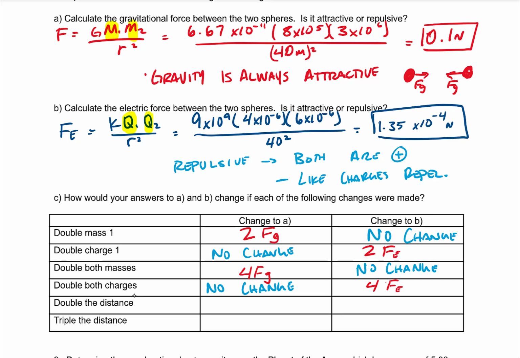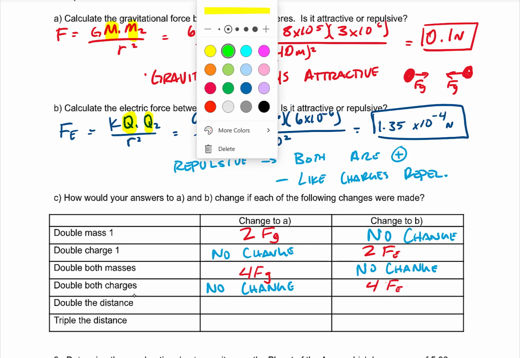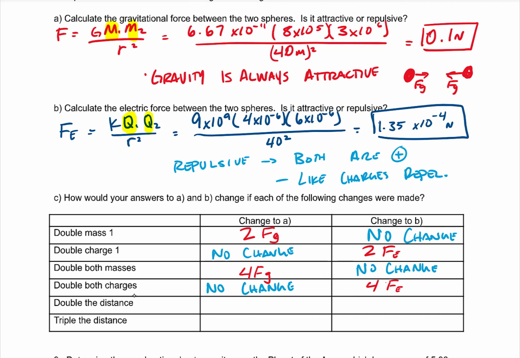Okay, so now for distance, I'll do a different color. If I double the distance, well, that's going to affect both of them. So it's distance squared. So that means I'm going to be dividing each thing not by 2 but by 4. So I'm going to have 1/4. Well, that's just not writing well at all. I'm going to have 1/4 the gravitational force and 1/4 the electric force.